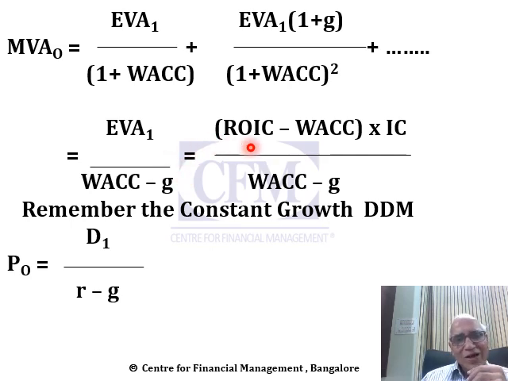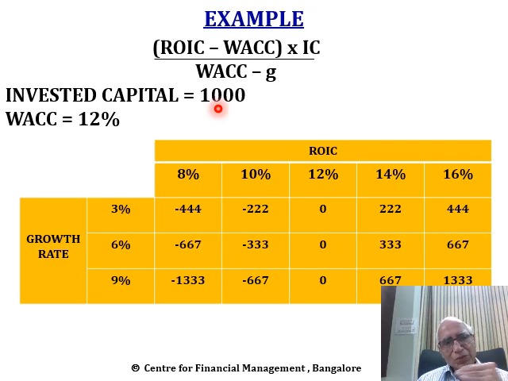EVA for year 1 would be this return spread multiplied by invested capital. So this is the equation for MVA. We can examine the sensitivity of MVA to variations in return on invested capital and growth rate given a certain invested capital and weighted average cost of capital. Let us assume that invested capital is 1000 and weighted average cost of capital is 12%.